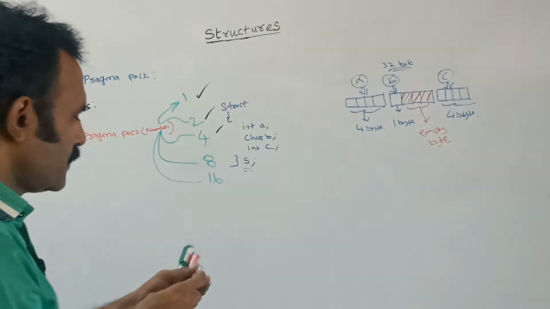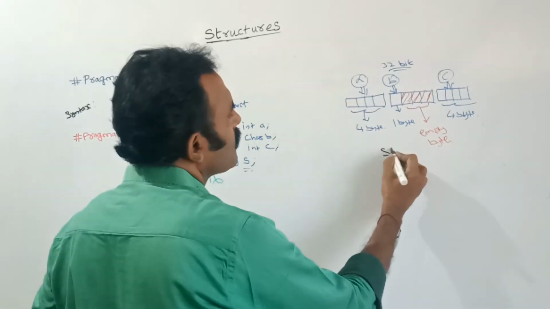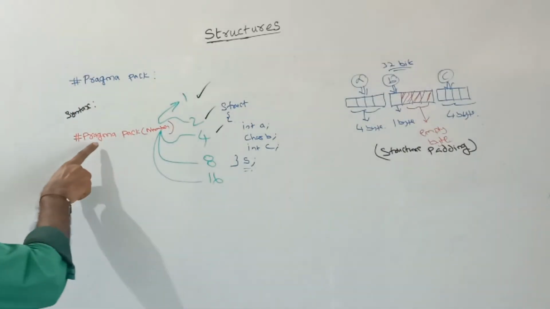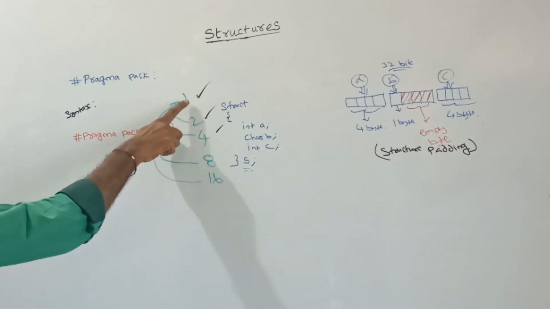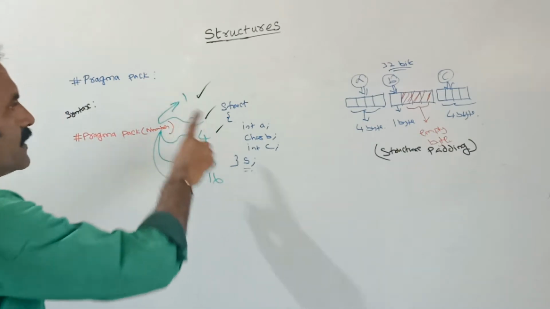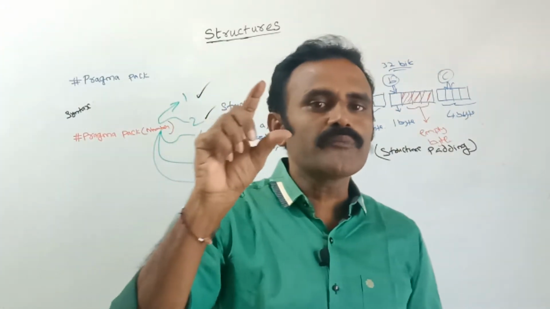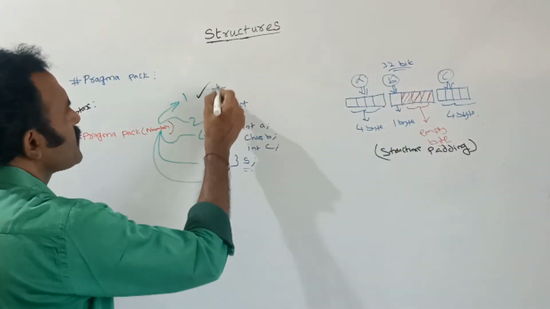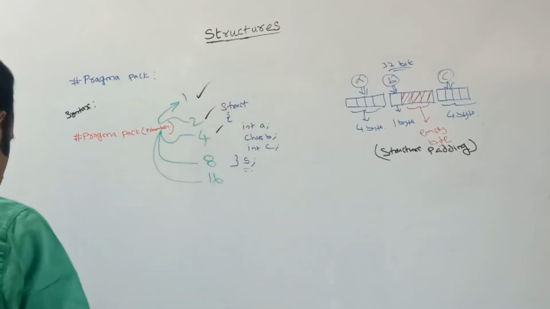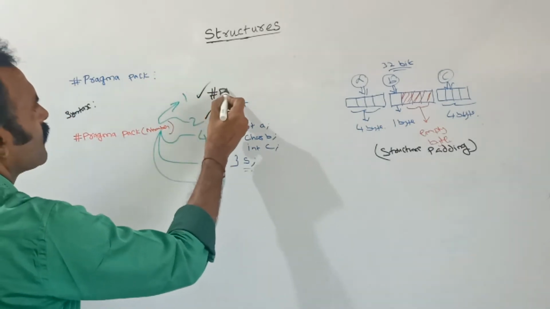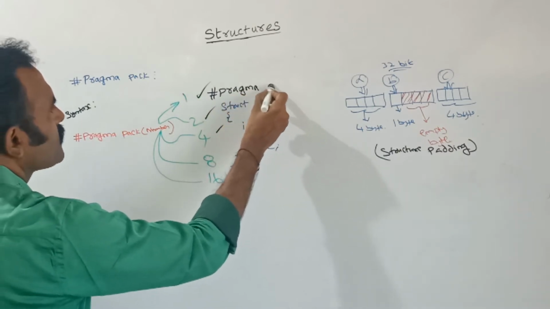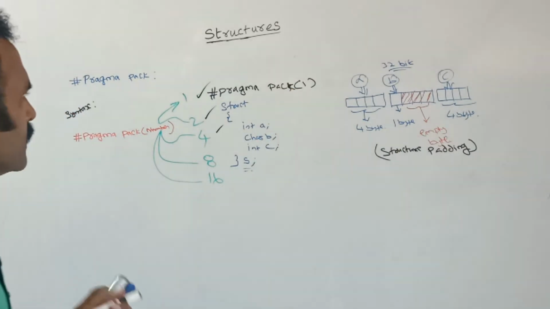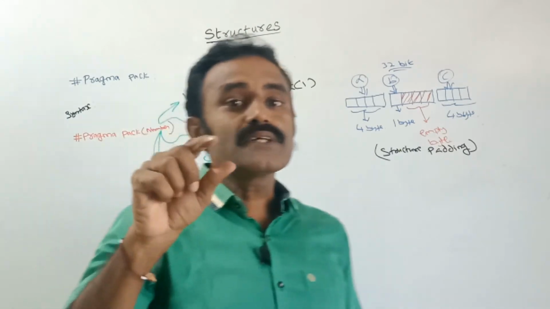Suppose I am using pack of 1 byte, let us take the same one. This is known as padding, structure padding. Suppose I am using pack of 1, that is, for each and every cycle it will read 1 byte. So before creating the structure, I use this preprocessor directive pragma, and after that pack of 1. Already you have studied the preprocessor directive pragma.